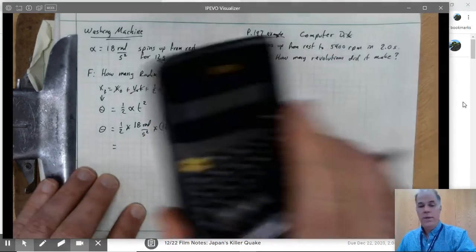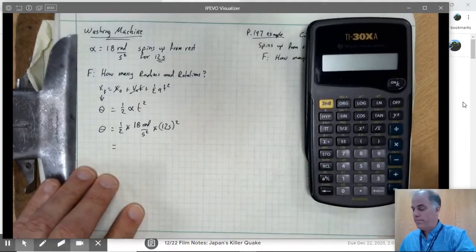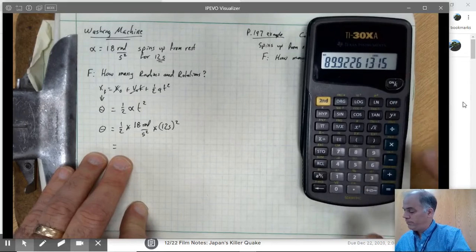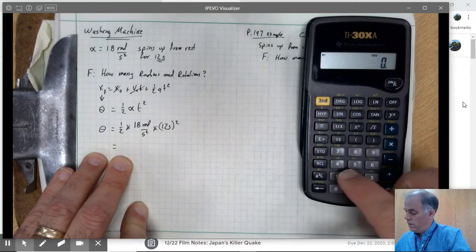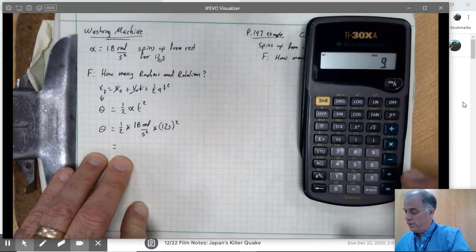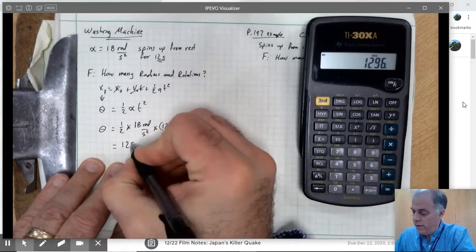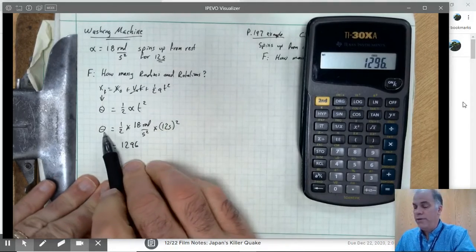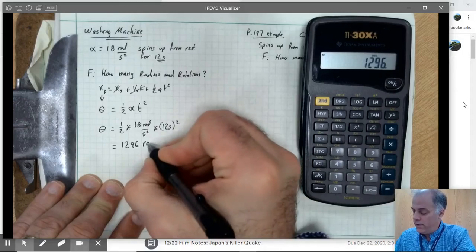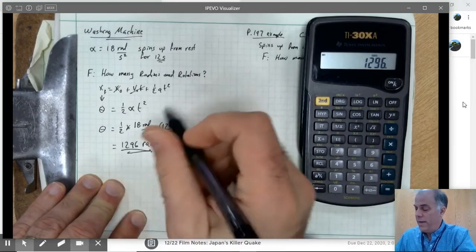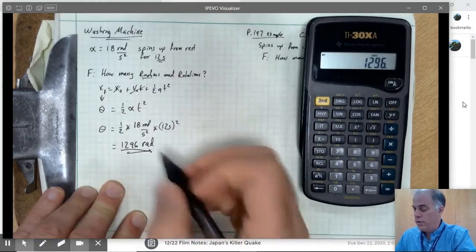And this comes out to be, let's see, do I have glare over here? This will work. Eighteen divided by 2 times 144 equals 1296. Now remember, theta is in radians. So this is 1296 radians. And that is one of the things we want to figure out, 1296 radians.